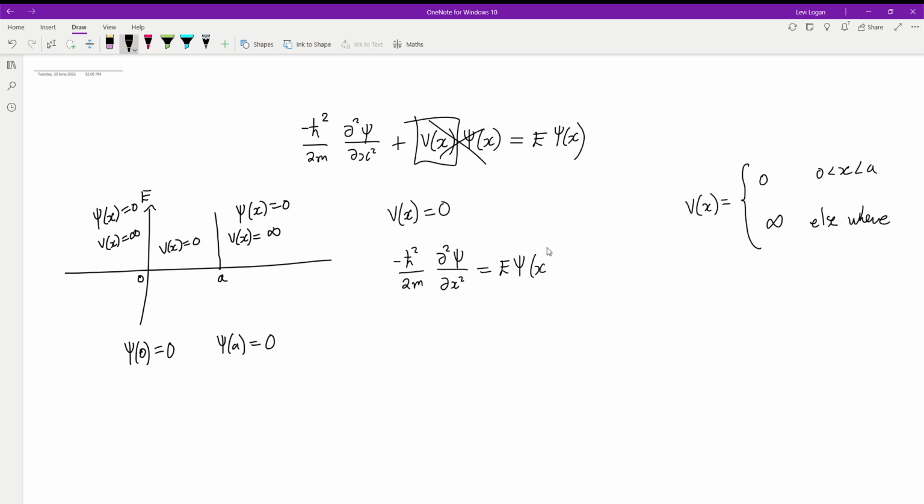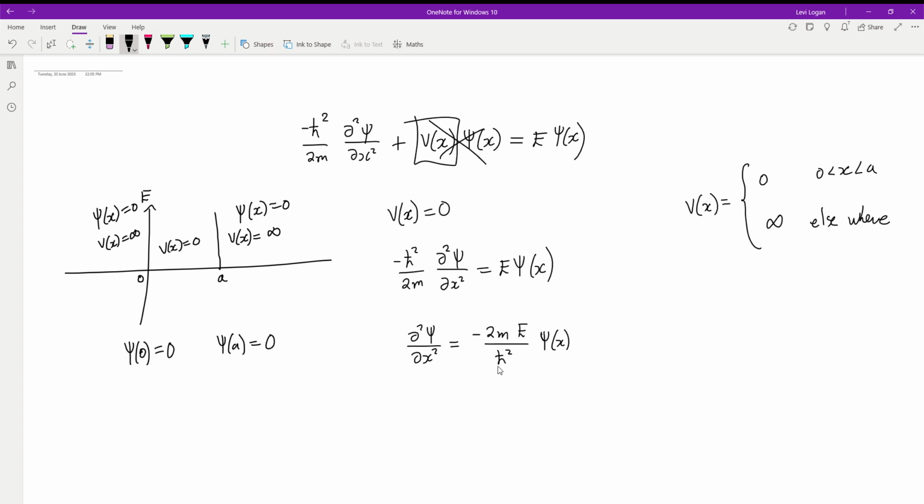Okay. Now, to make this easier to solve, we want to get the derivative by itself. So the way we do that is we divide by negative h bar squared over twice the mass. So the second derivative of the wave function with respect to its position is equal to negative 2mE over h bar squared times the wave function.